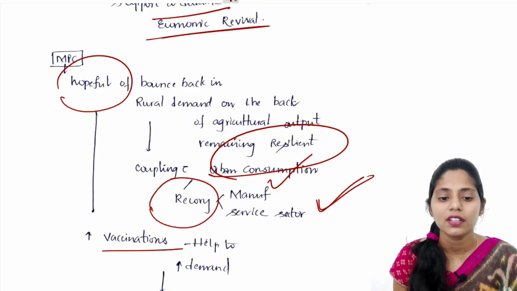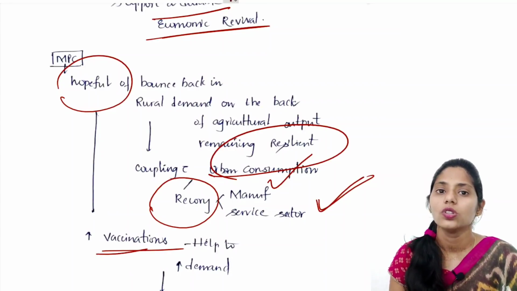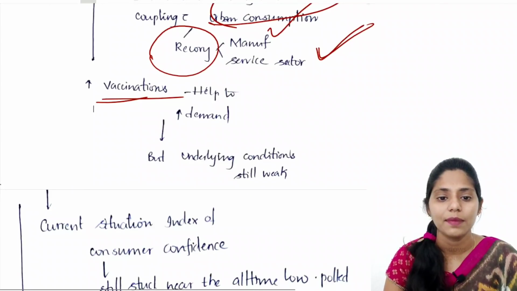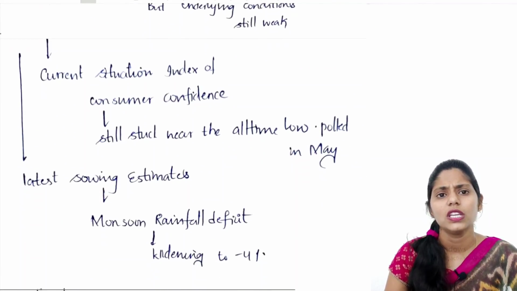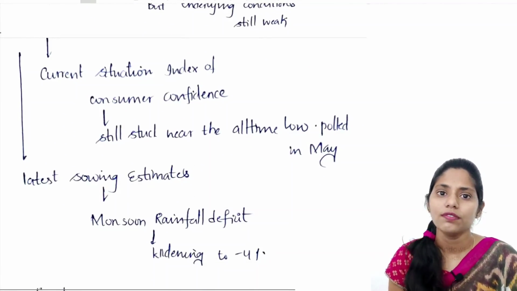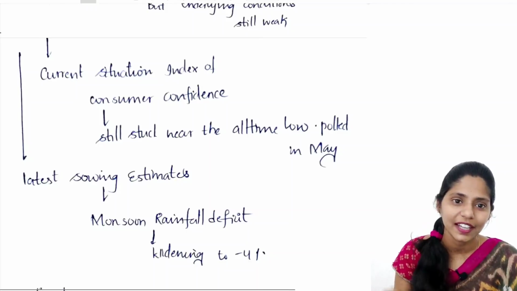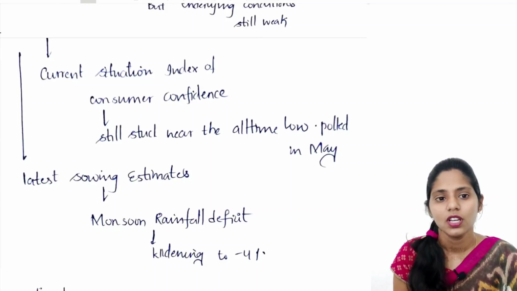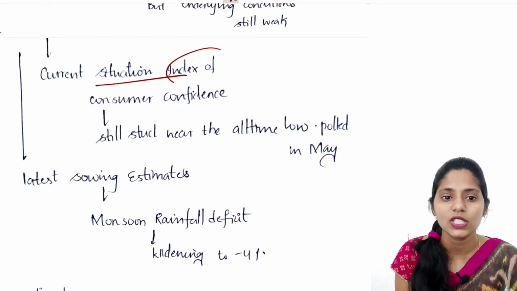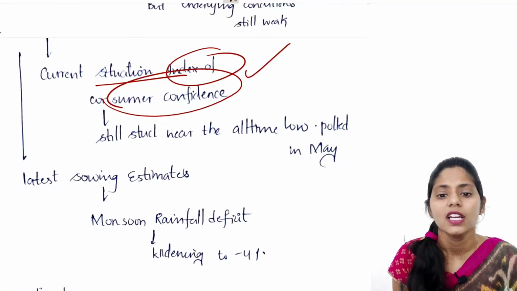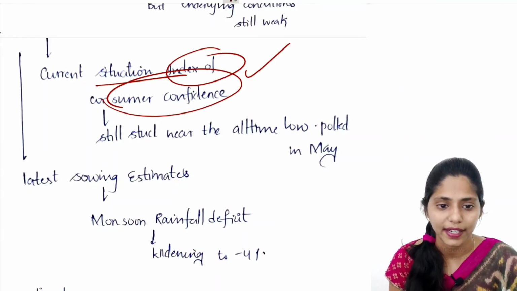So there might be an increase in vaccination rollout. This vaccination rollout will also help to increase or boost demand. This is the assumption of RBI. But if you see the current situation, the index of consumer confidence says that consumer confidence still stays very low, and demand is low in the market.